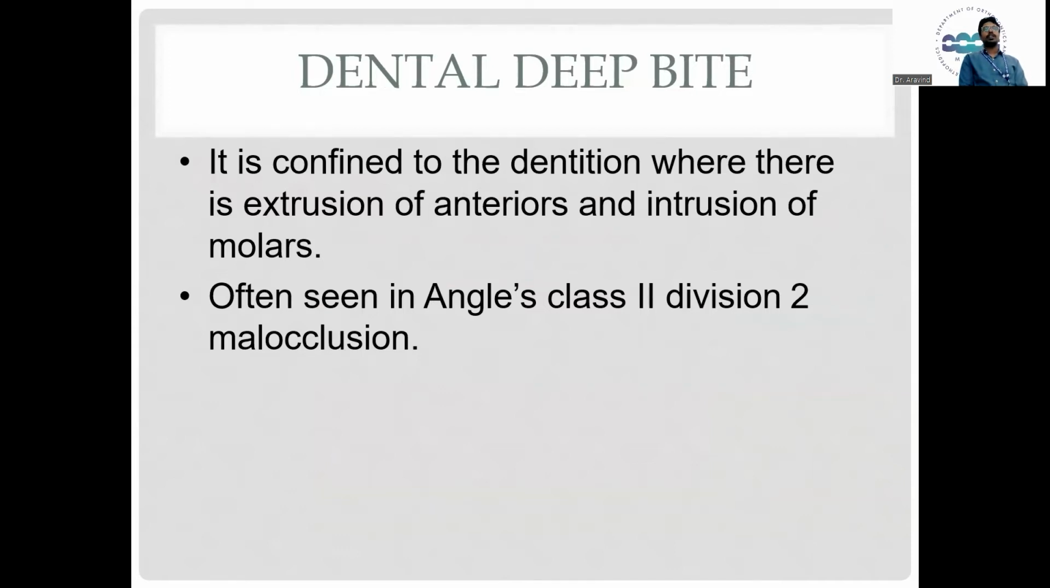So coming to dental deep bite. It's a type of deep bite which is confined to the dentition where there is extrusion of the incisors and intrusion of the molars. It is often seen in Angle's class 2 division 2 malocclusion.